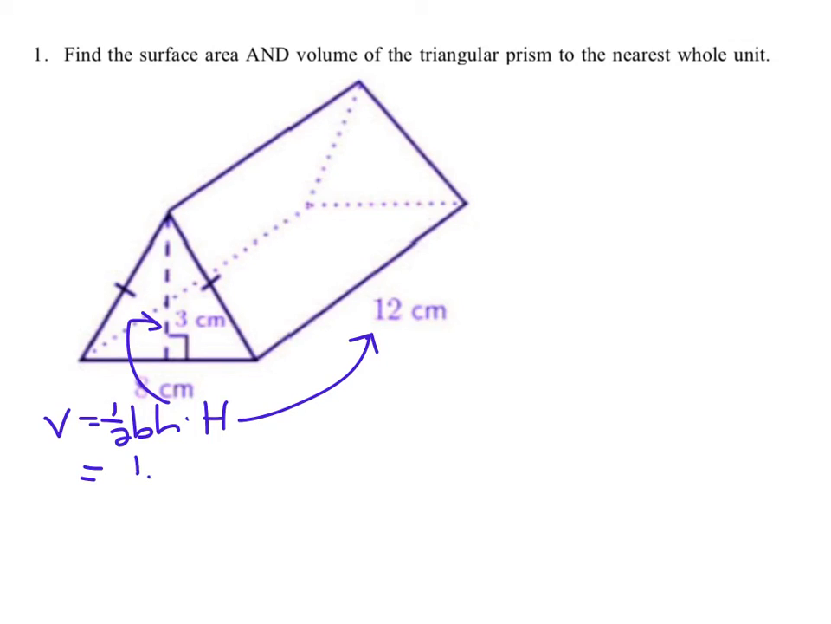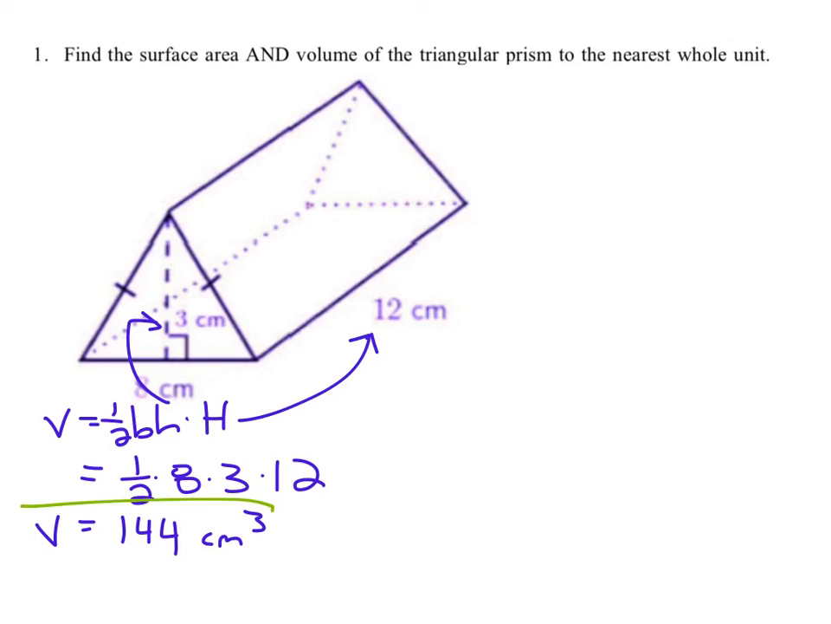So we say 1/2, what is the base of this triangle? The base of it is 8. 1/2 times 8 times, what's the height of the triangle? It is 3, times the height of the prism is 12. Okay, and when we calculate this through, we get 144 for the volume. And what are the units? Well, the units were centimeters, and volume is cubed, so we get centimeters cubed.